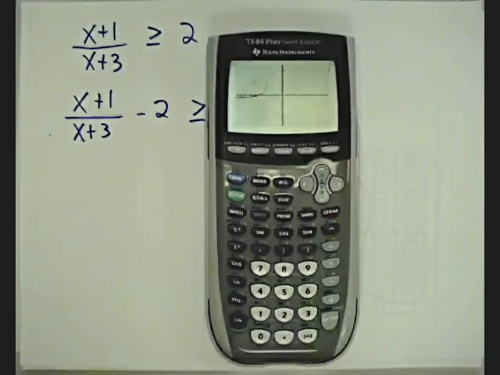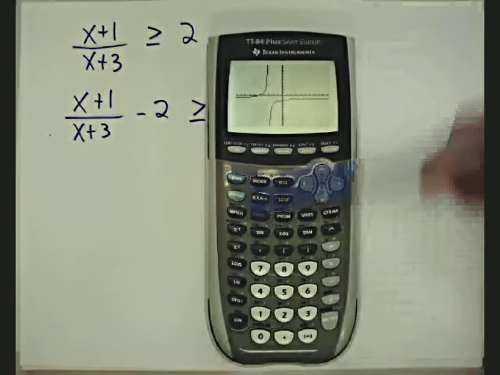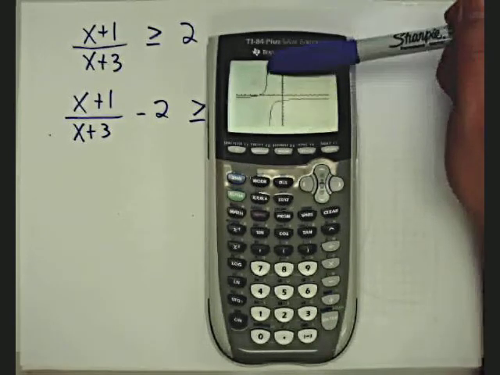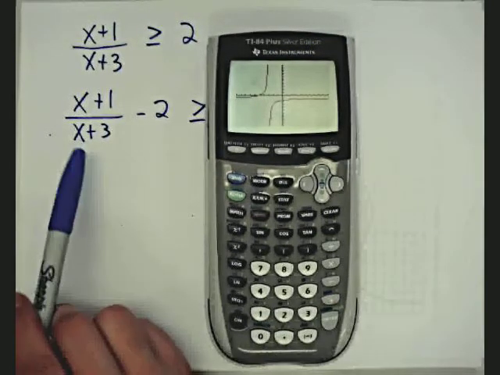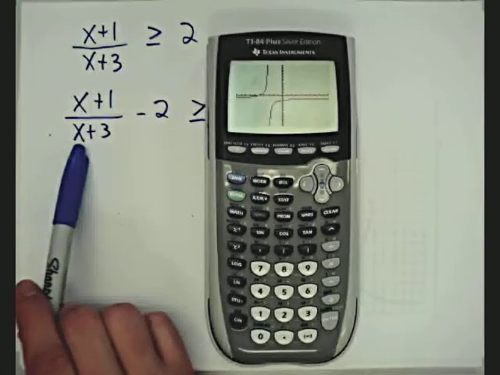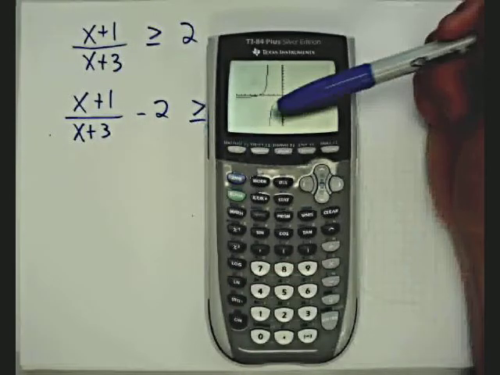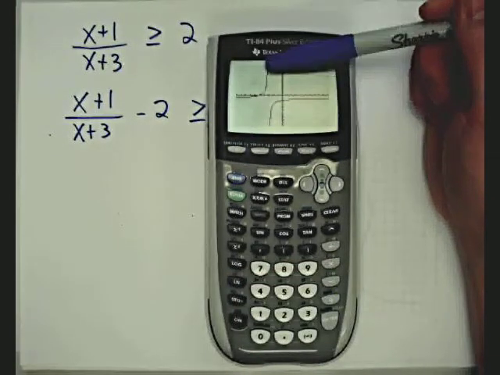Okay, and when you graph, you'll see something like this. Here we have our vertical asymptote. Okay, and if you look at our equation, x plus 3, if x is negative 3, that's 0. So this vertical asymptote we're seeing is negative 3.